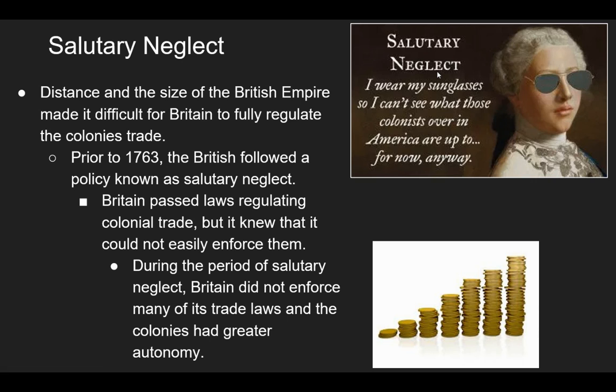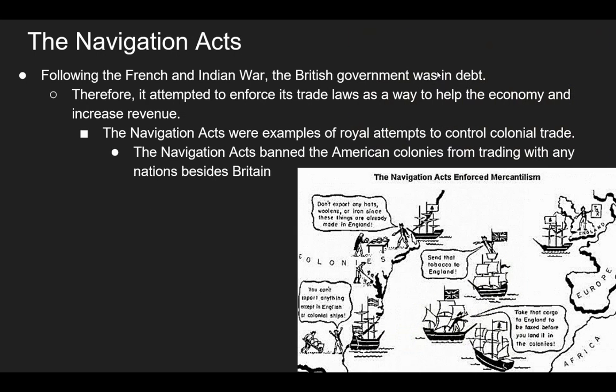Salutary neglect. Now, salutary neglect is about to come to an end. The French and Indian War was expensive for Britain. You have to pay to hire men to be soldiers. You have to train them, clothe them, feed them, transport them all over the world to fight. So when the war ended, the British government discovers a lot of debt. Therefore, it attempts to enforce many of its trade laws as a way to help the British economy and increase revenue or wealth.